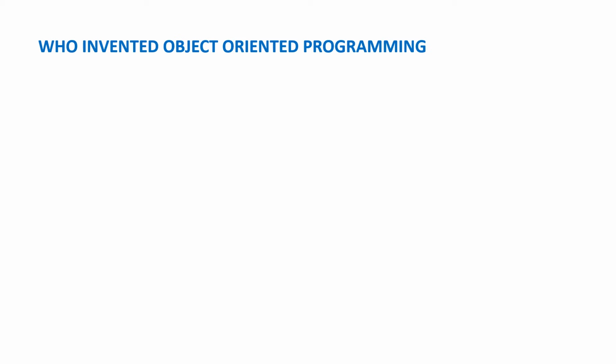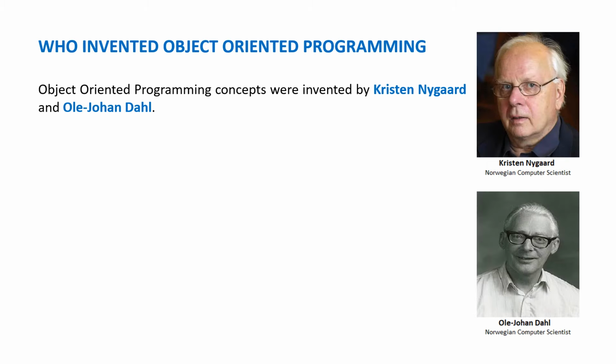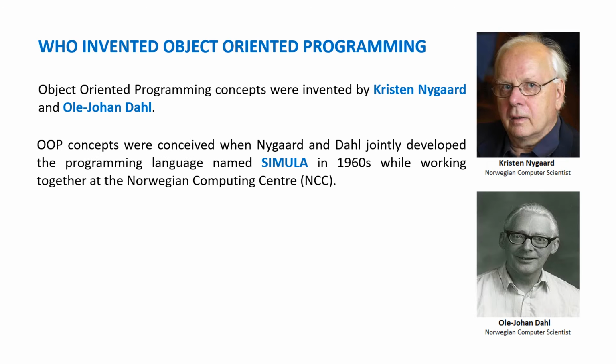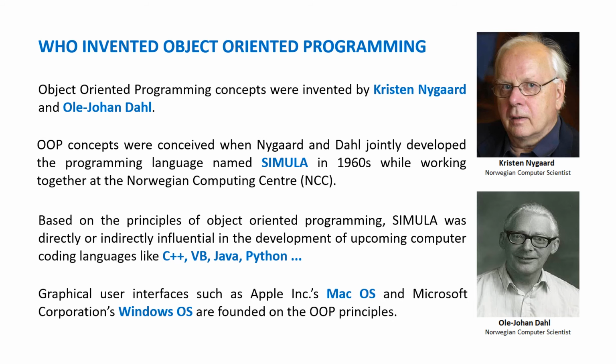Who invented object-oriented programming? Object-oriented programming concepts were invented by Kristen Nygaard and Ole Johan Dahl. OOP concepts were conceived when Nygaard and Dahl jointly developed the programming language named Simula in the 1960s while working together at the Norwegian Computing Center, NCC. Based on the principles of object-oriented programming, Simula was directly or indirectly influential in the development of upcoming computer coding languages like C++, VB, Java, and Python. Graphical user interfaces such as Apple Incorporated's Mac OS and Microsoft Corporation's Windows OS are founded on the OOP principles.